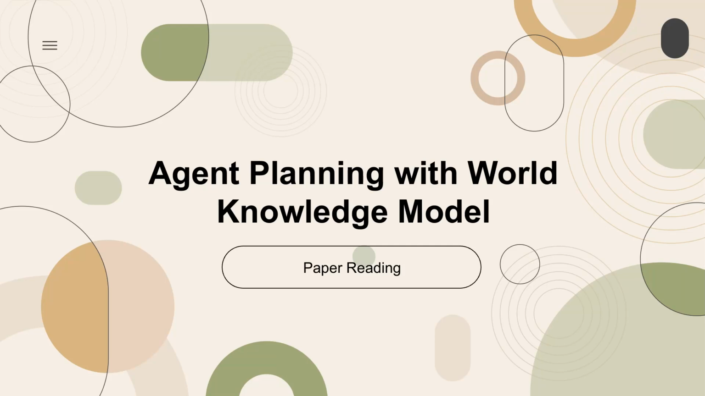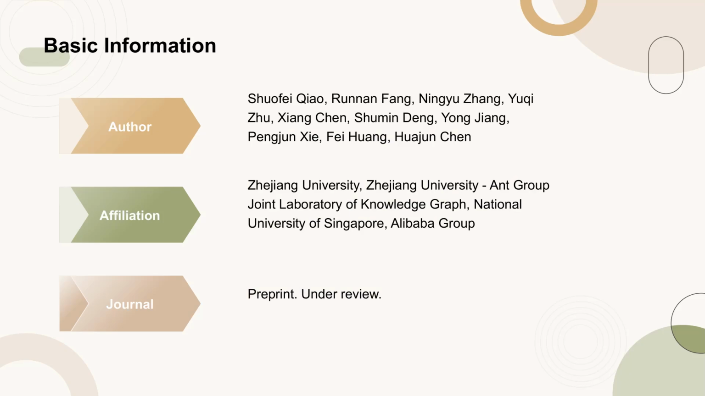Today's paper is titled, Agent Planning with World Knowledge Model. This paper, authored by Shuofei Qiao and colleagues from Zhejiang University and Alibaba Group, introduces a parametric world knowledge model, WKM, to enhance agent planning, particularly addressing issues of trial and error and hallucinatory actions in large language models. The work is currently under review.